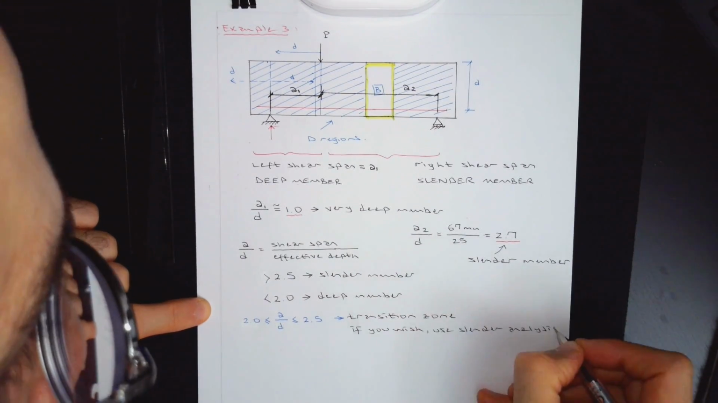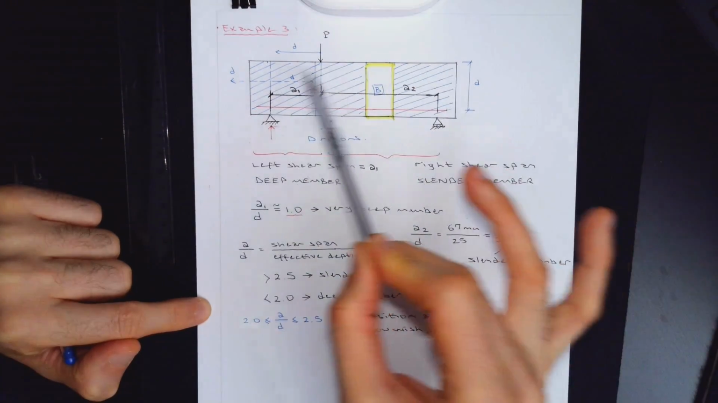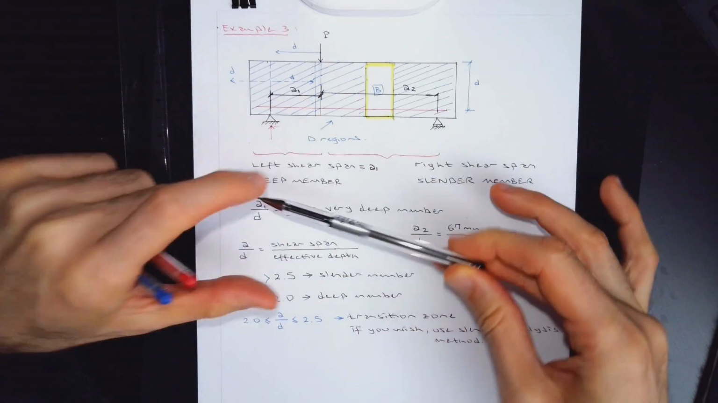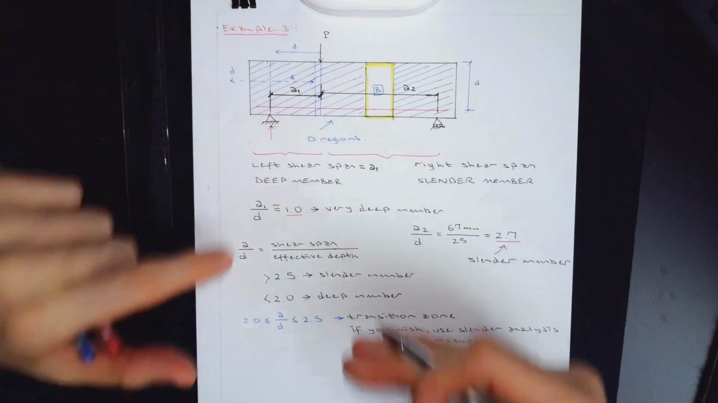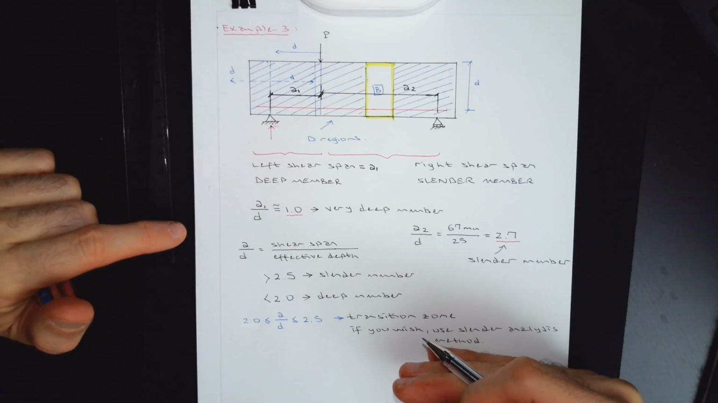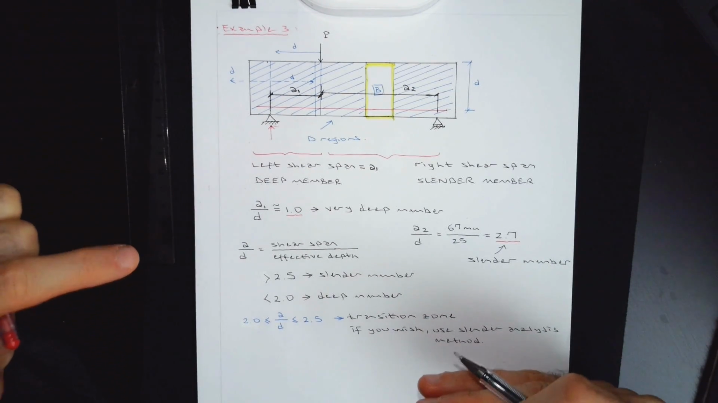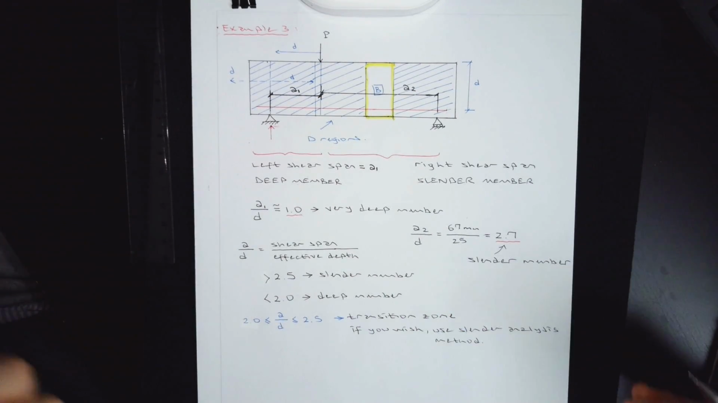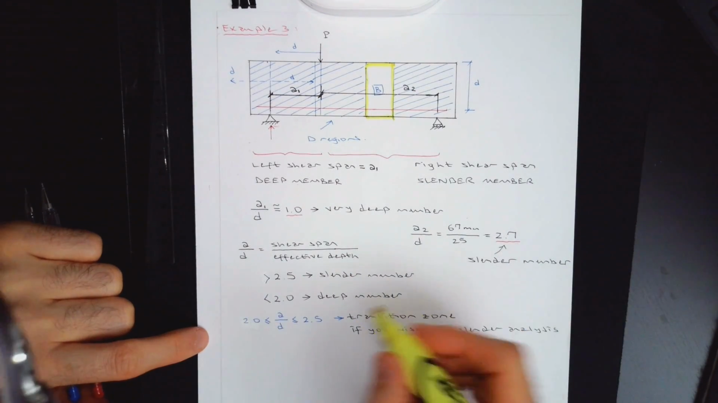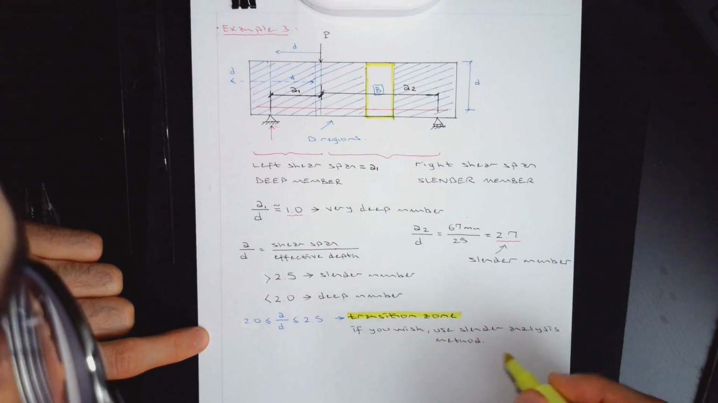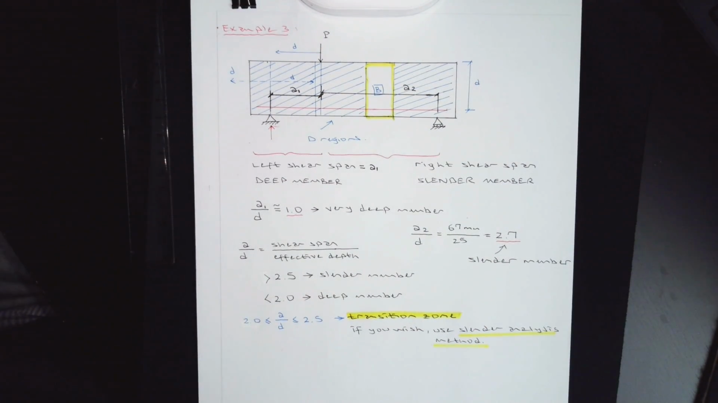Use slender analysis method. So this graphical representation always works. You don't have to do this ratio, but with this ratio, I would like to give you some more understanding about this topic in order for you to qualify, is it a really deep member, is it a really slender member, or is it in the transition zone? So transition zone, it's fine to use slender analysis method.